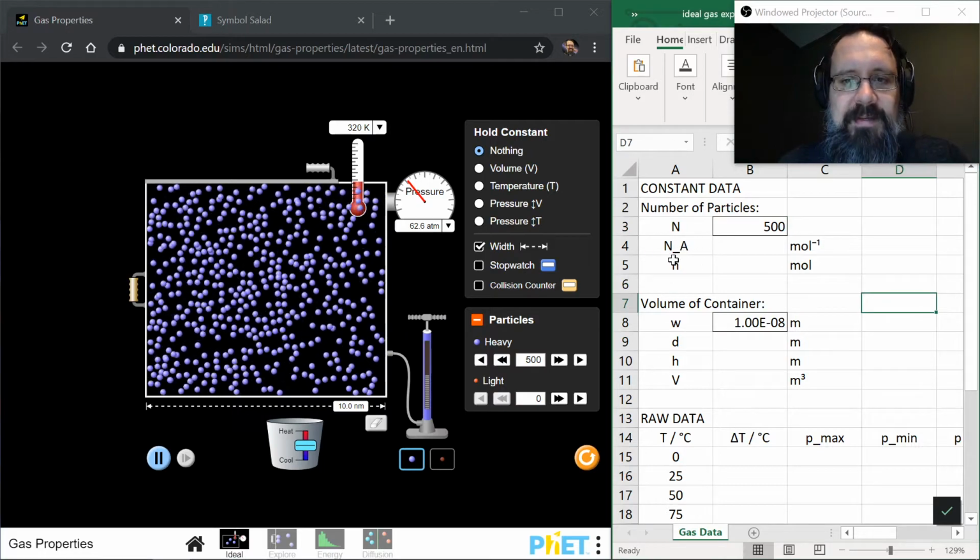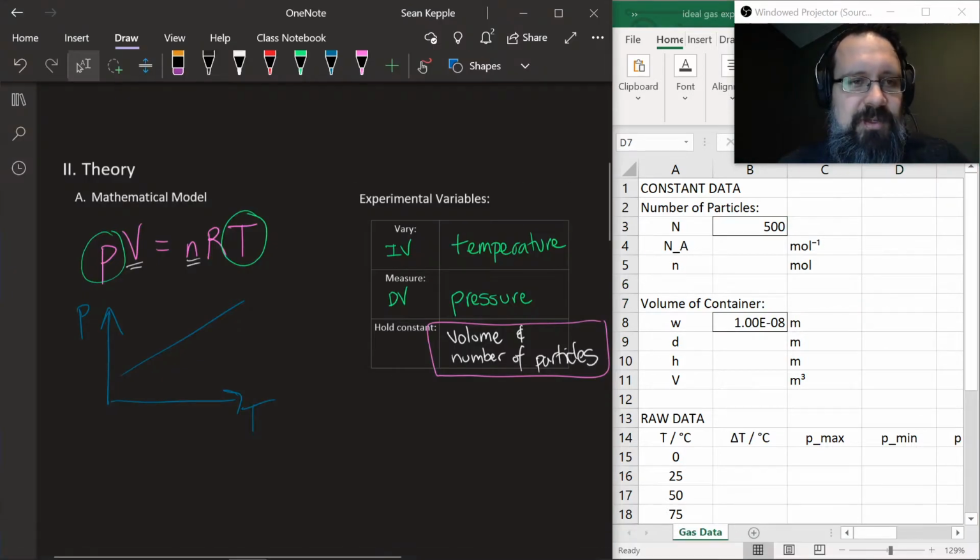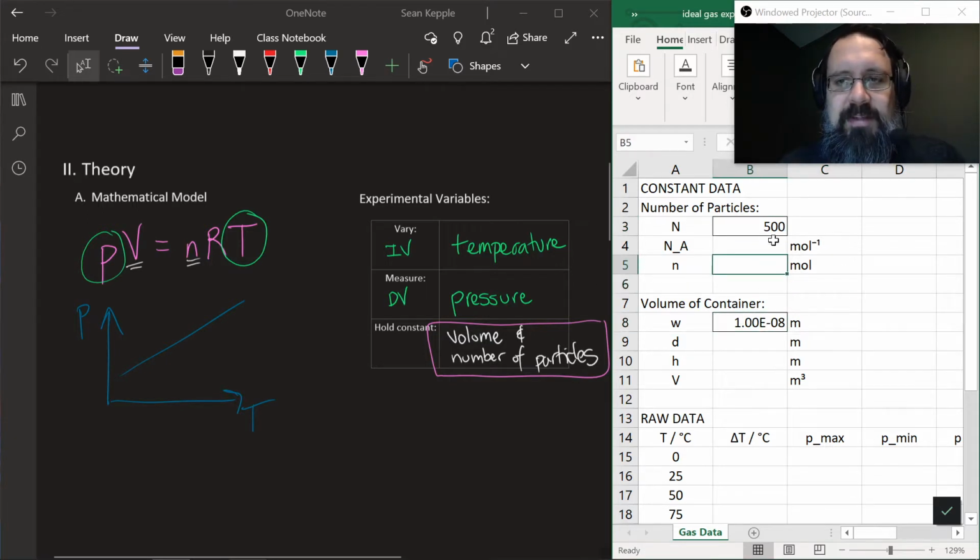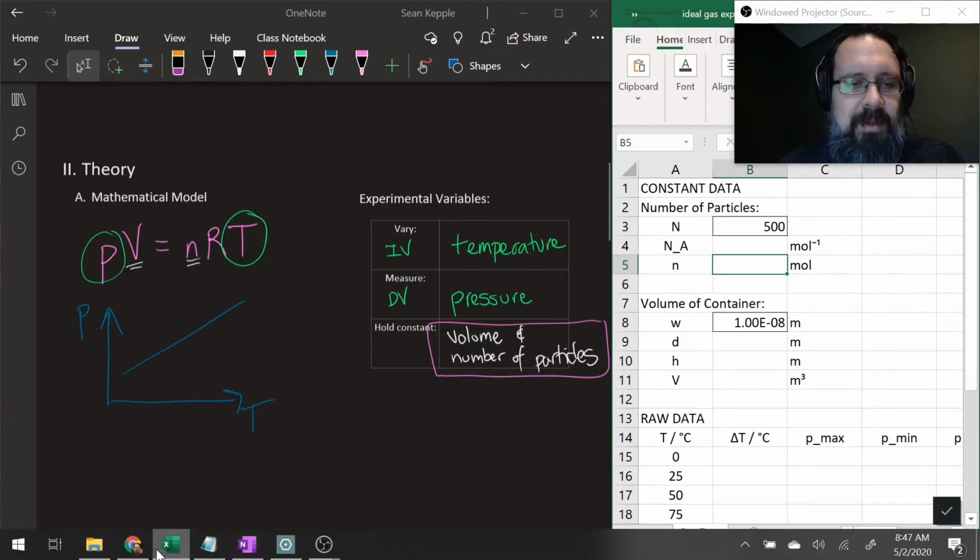Now, the rest of this is going to be conversion. Notice that our equation actually has number of moles, that's what lowercase n is, and our equation has the volume. It doesn't have number of particles, capital N, and it doesn't have the width. So we're going to need to convert these over to do some calculations to get it to relate to our actual mathematical model. So let's do that now.